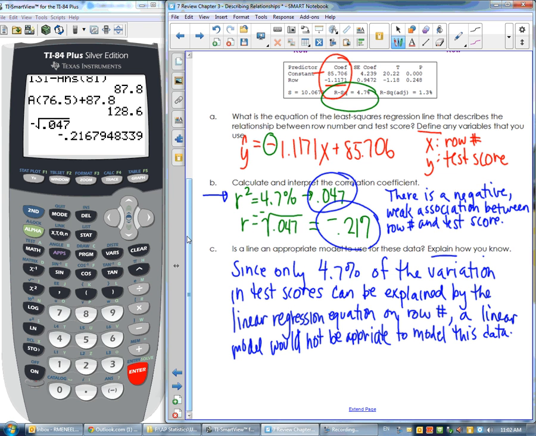You could say something like, clearly from the scatter plot, there is no association between the variables, and this is confirmed by the correlation coefficient being so close to 0.